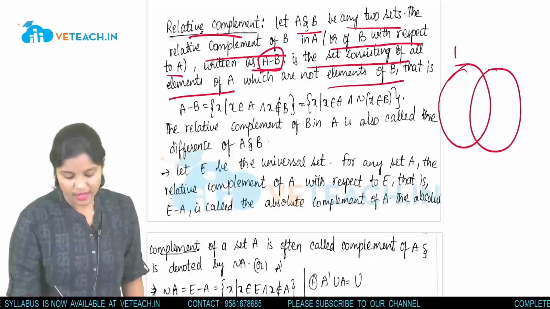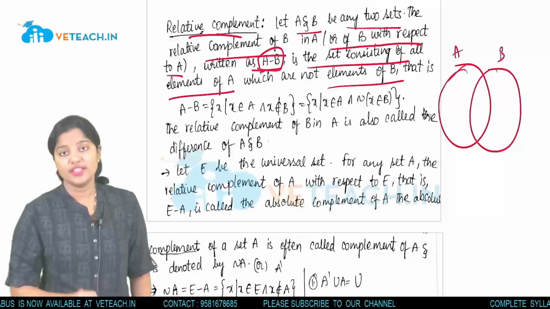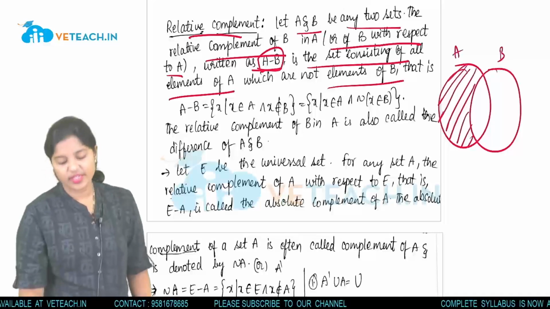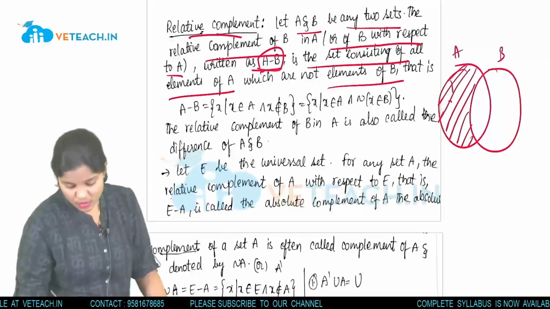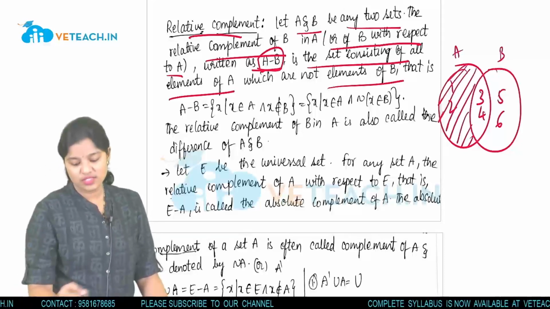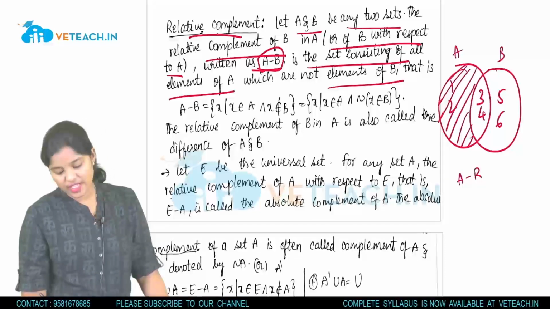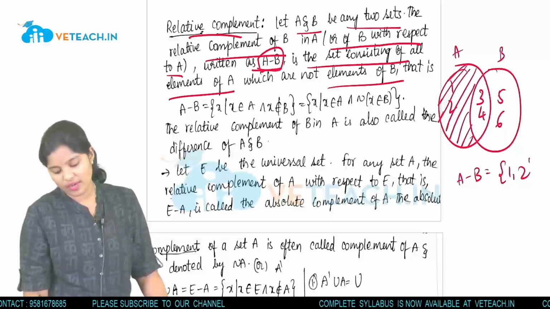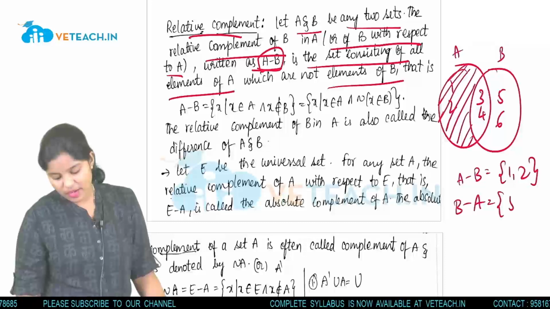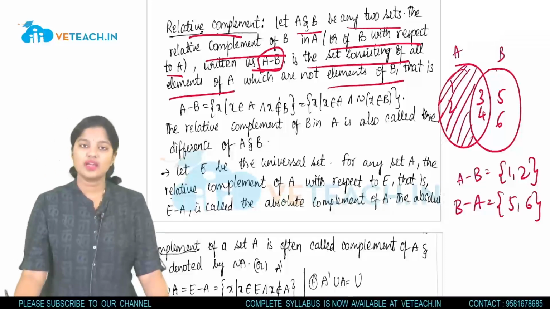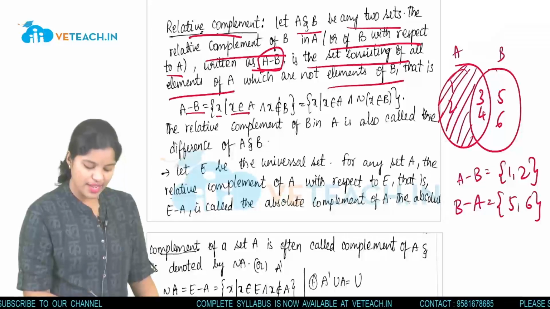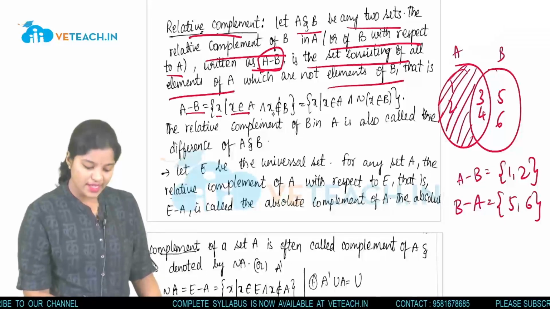Take the Venn diagram, set A and set B. A minus B means only the elements which are in A but not in B. Suppose A has 1, 2, 3, 4, where 3, 4 are common, and B has 3, 4, 5, 6. So 3, 4 is not included. A minus B means 1, 2. Similarly, B minus A means only the elements in B but not in A. That is 5, 6.